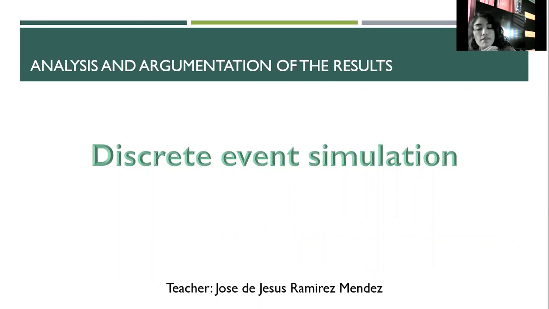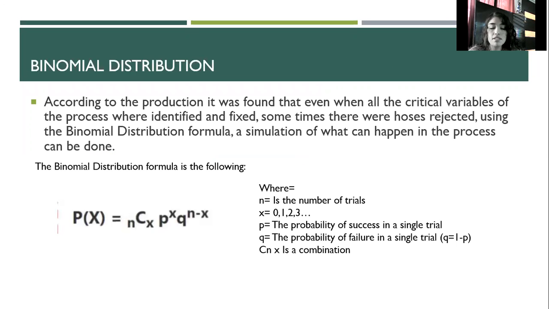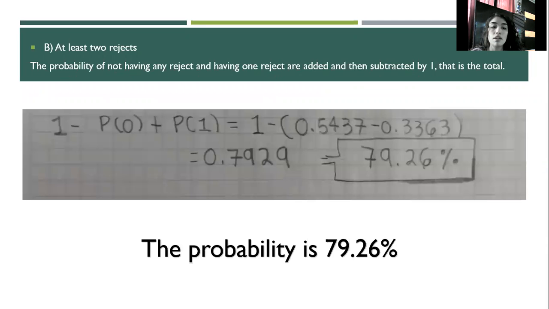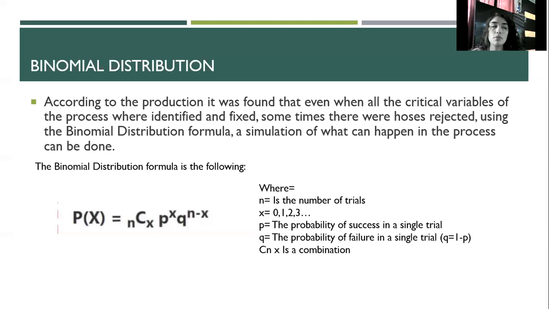So now, finally, the discrete event simulation with the teacher Jose de Jesus Ramirez Mendez. It's important to note that we are supposed to have reached the main goal. We have to see if that works. But after running this process, it's important to do simulation. So here, the binomial distribution, the Poisson probability, and the geometric distribution will be used.